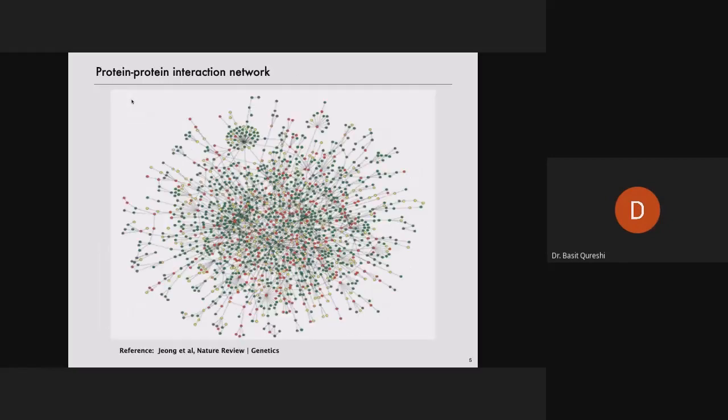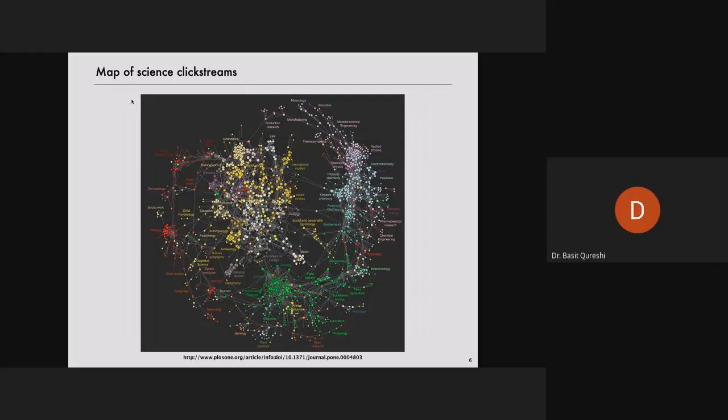Here's another example, another graph. This is an application in biomedical sciences. It's a protein to protein interaction network. This was published in Nature Review. Here's another graph. This is a graph of click streams. Does somebody know about a click stream? What's a click stream?